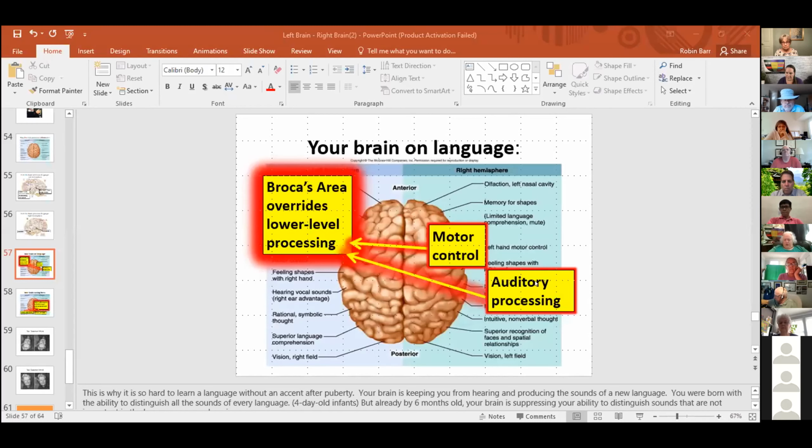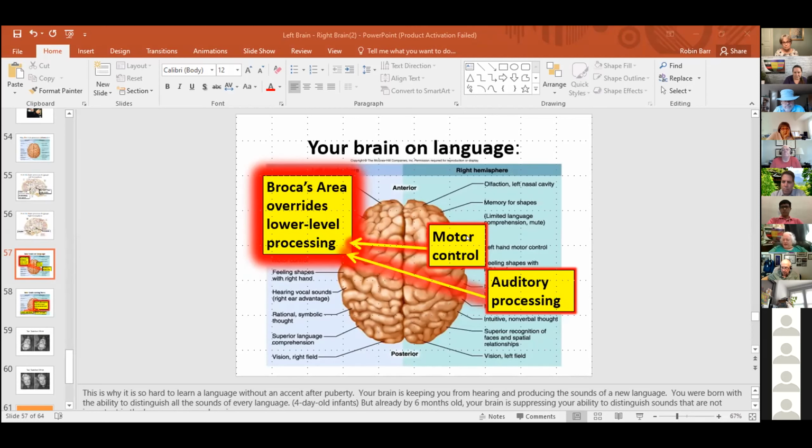So if you have auditory processing here, if you are hearing the two words pala and pala, your right hemisphere can hear the difference between them. But if your brain thinks that this is a language, then it sends the information over to Broca's area, which says, we don't pay attention to the difference between aspirated P and P, so we're going to suppress that knowledge.